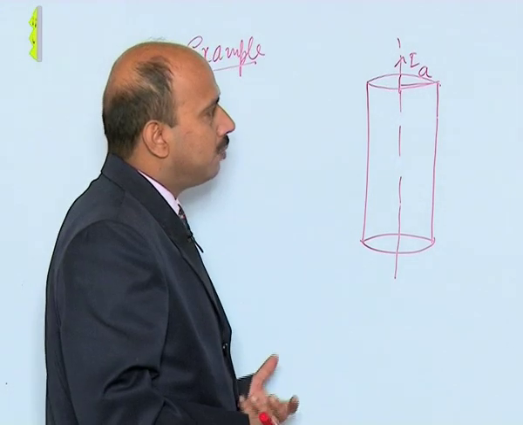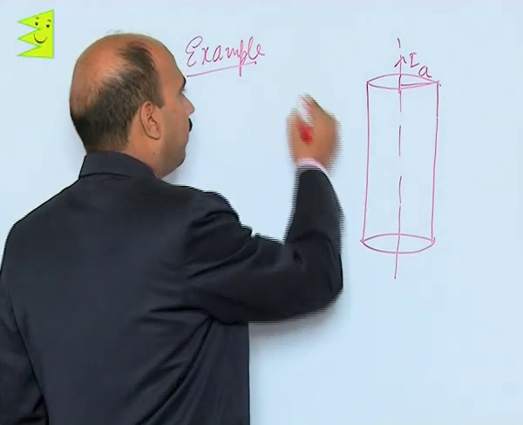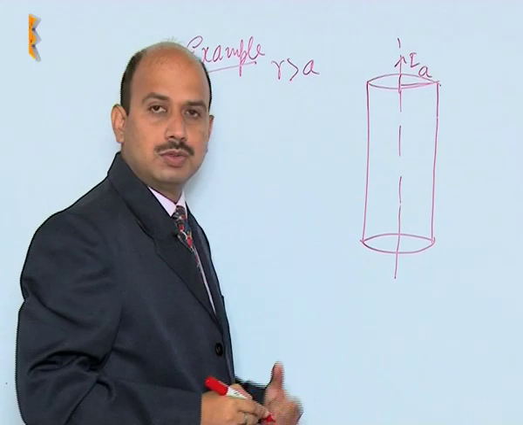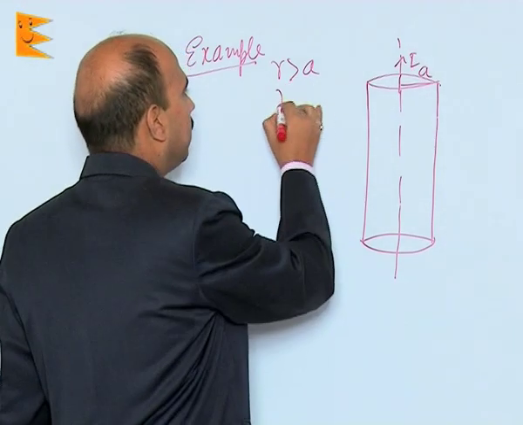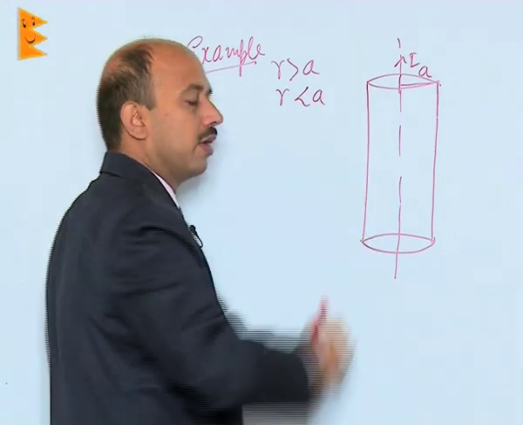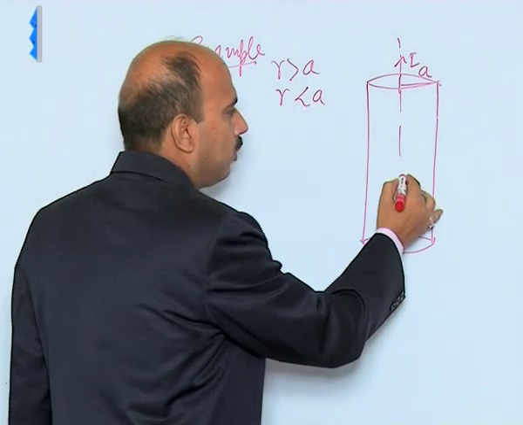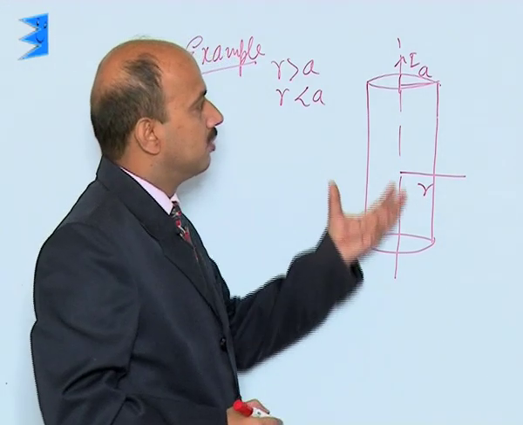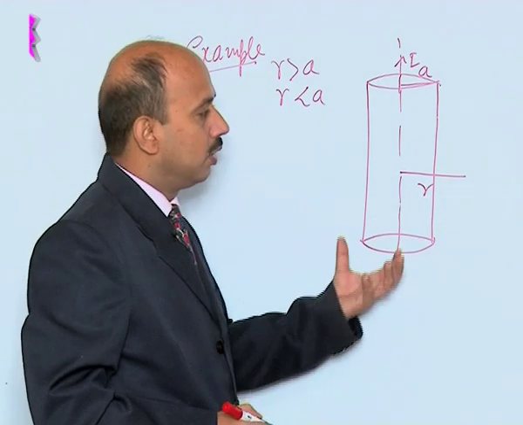So we have to calculate magnetic field at 2 points. First one is R greater than A, any point outside which is greater than the radius, and second point R less than A, that is inside. Suppose you want to calculate magnetic field at this point which is outside this current carrying cylindrical wire.